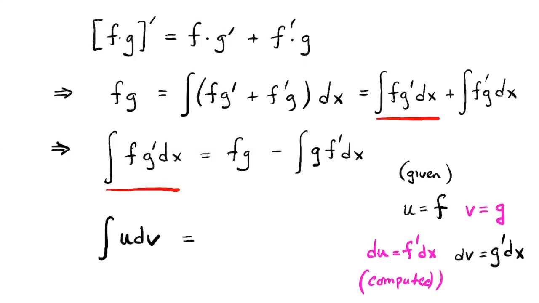And then what's this formula say? Well, using those same variable substitutions, f times g just gets renamed uv. And then this guy, g times f prime of x dx, well, that's just v times du.